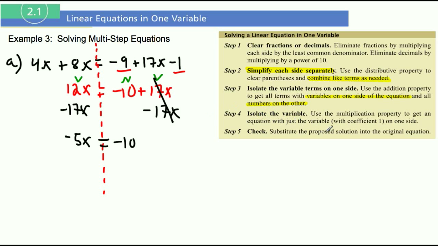And then now we're going to use the multiplication property, which basically means we're going to multiply or divide both sides to get our coefficient of 1 right here. So this is negative 5 times x, so the opposite of multiplying by negative 5 is dividing. So let's divide both sides by negative 5. So I get x equals 2. Well, bam. And that's how we get that answer right there.